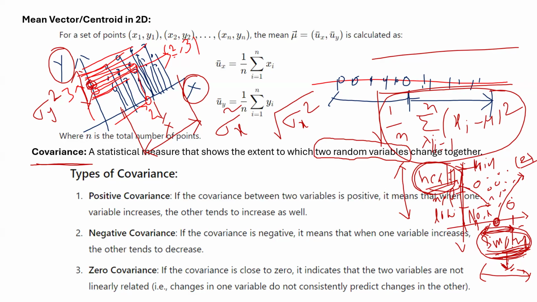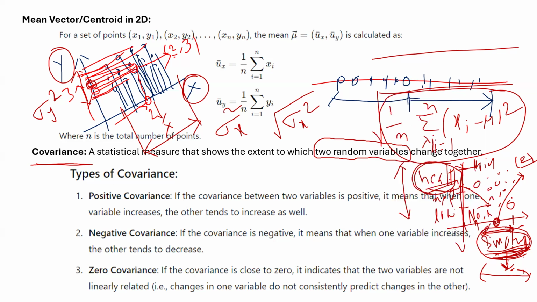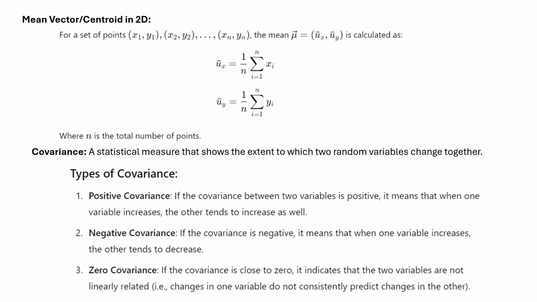Yes. So that is what covariance is, just like a dependency calculator, a statistical measure that shows how one random variable is changing with respect to the other random variable. Now let me draw a few diagrams to show how this actually looks. There are different types of covariances. One type is positive covariance, another is negative covariance, and the other is zero covariance.